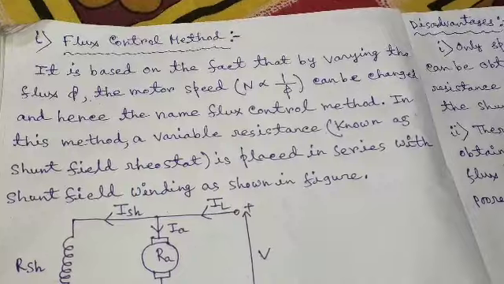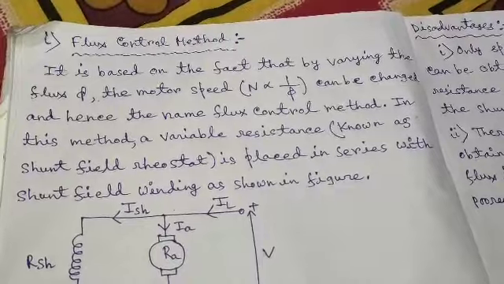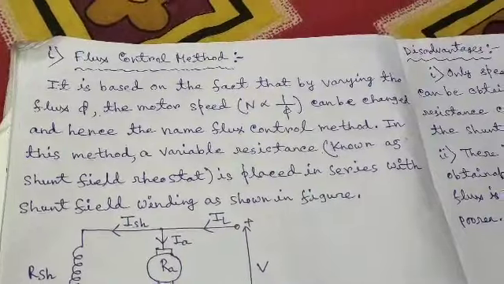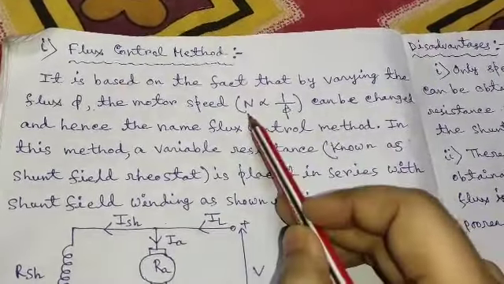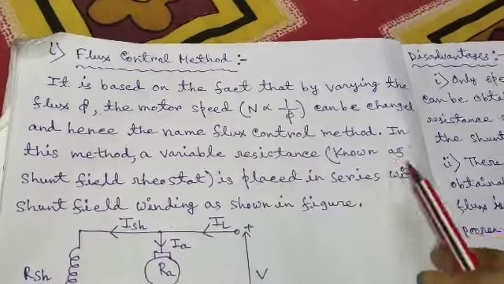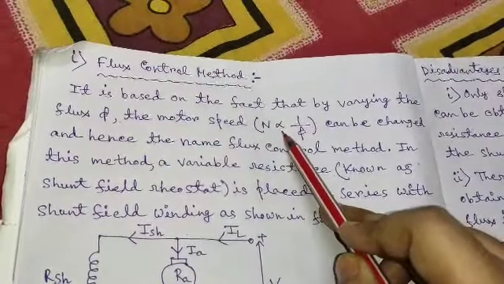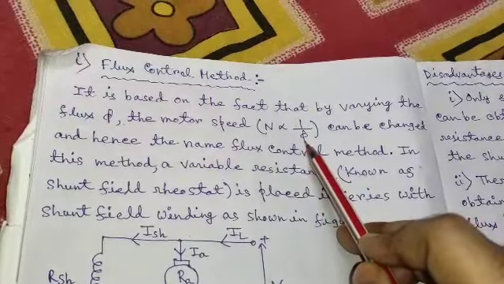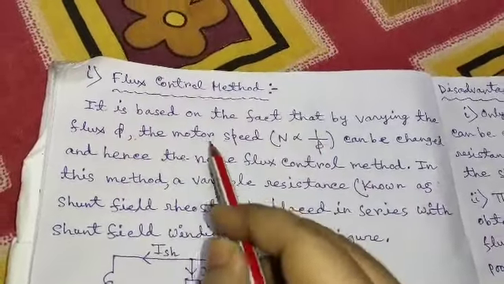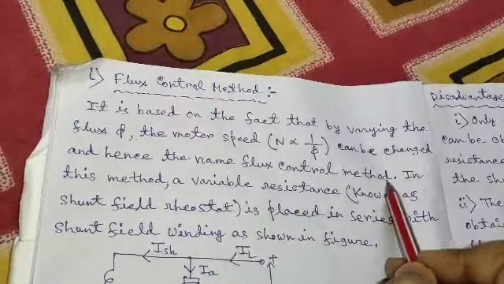So here the first method is the flux control method. It is based on the fact that by varying the flux phi we can change the speed of the motor, because the speed n is inversely proportional to the flux phi. So the name is flux control method.